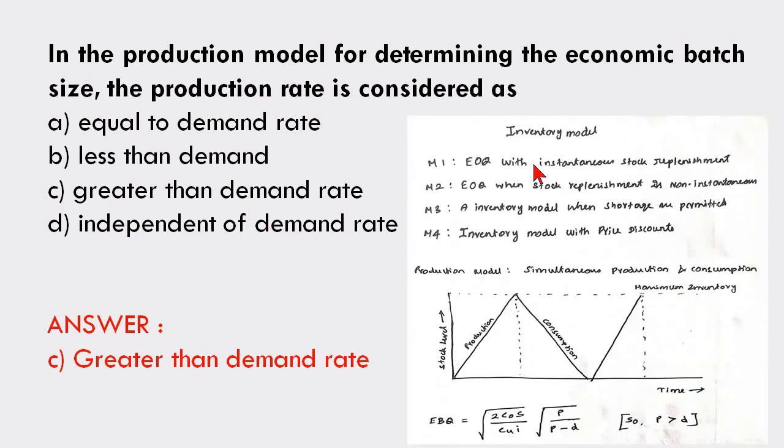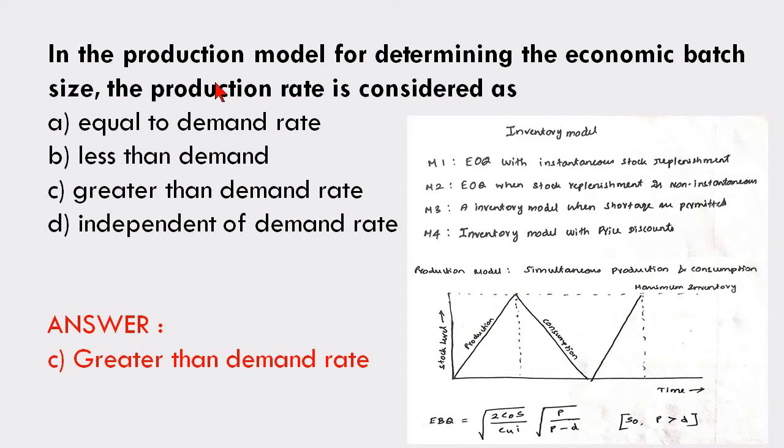Okay, so here I have given the four important inventory models. First model is the basic EOQ model, that is EOQ with instantaneous stock replenishment. Second model is EOQ when stock replenishment is non-instantaneous, that is simultaneous. This is also called the production model. Third one is the inventory model when shortages are permitted. In the first two we are not considering shortage, so the third one considers shortage. And the fourth model is the inventory model with price discounts. This one is very important for the GATE examination, price models or price breaks.